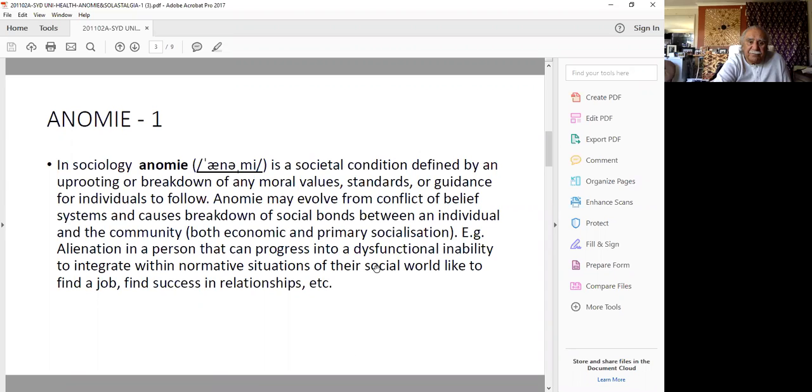E.g., alienation in a person that can progress into a dysfunction, a dysfunctional inability to integrate within normative situations of their social world, like to find a job, find success in a relationship, etc. Now, when you look at that, you begin to ask yourself, well, then how did Aboriginal people integrate into society, or attempt to become part of that society that subjugated them?